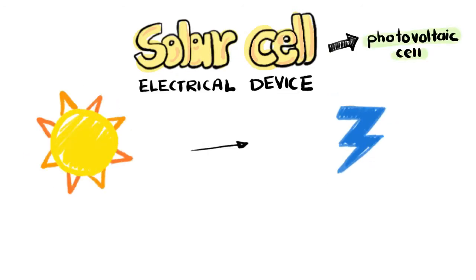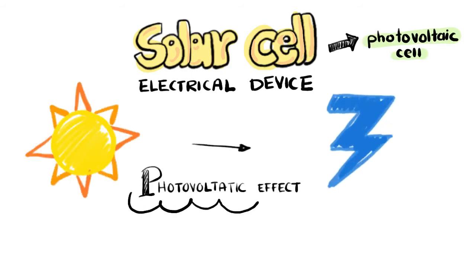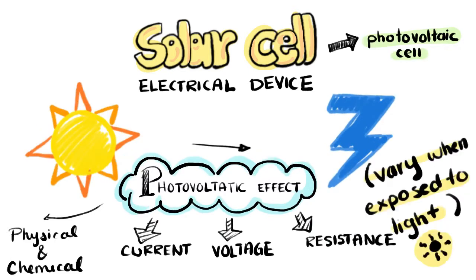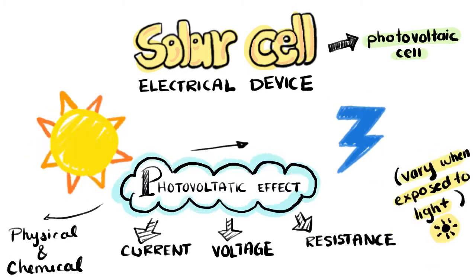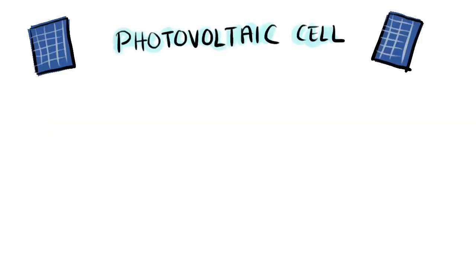A solar cell or photovoltaic cell is an electrical device that converts the energy of light directly into electricity by the photovoltaic effect, which is a physical and chemical phenomenon with electrical characteristics such as current, voltage, or resistance that vary when exposed to light. An array of solar cells converts solar energy into a usable amount of electricity.